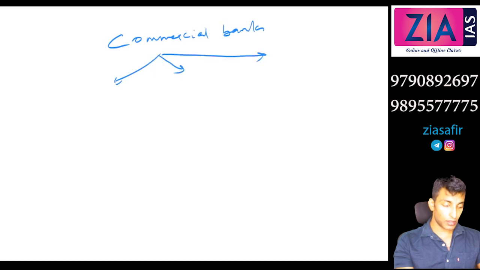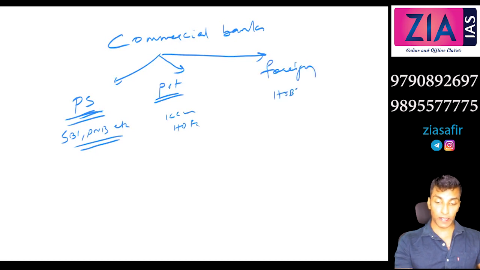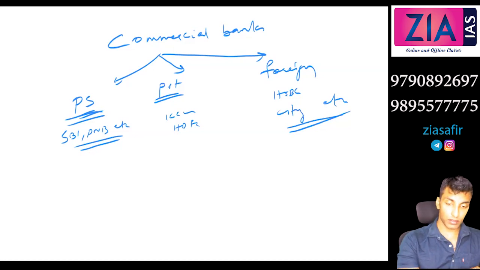Now, commercial banks, what are the commercial banks? Commercial banks are of three types. Firstly, public sector banks like SBI, PNB, etc. Then private banks like ICICI, HDFC, etc. And foreign banks like HSBC, Citibank, Yes Bank, etc. These are the different types of commercial banks.